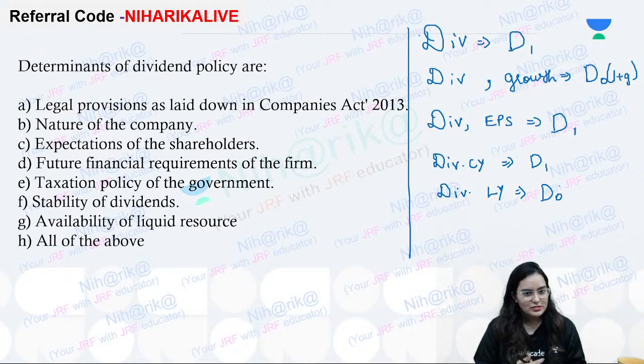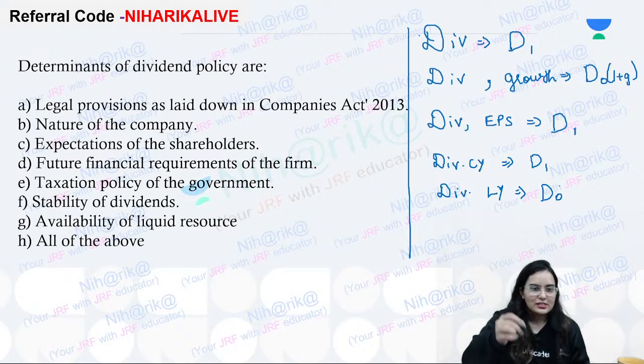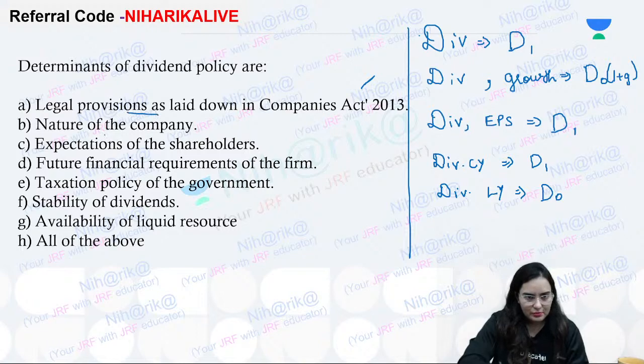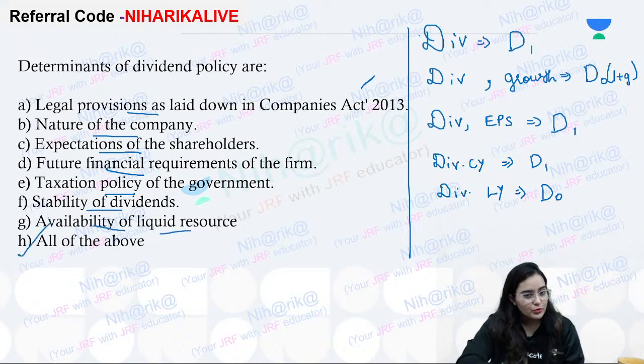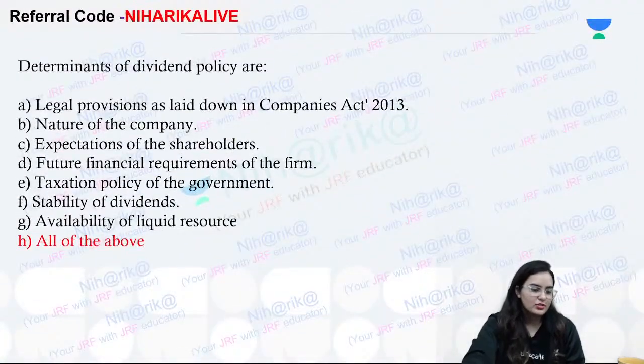Kindly tell me, what do you think is the answer? Is it option H? Very good, Rakhi. Perfectly fine. See, determinants of dividend policy are legal provisions, nature of the company, expectation of the shareholders, future financial requirements of the firm, taxation policy, stability of dividend and availability of liquid resources so that we can distribute the dividend. That's why H is the answer.